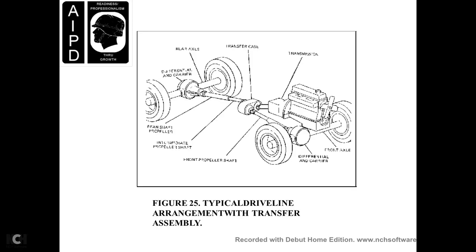Figure 25 is a typical drive line arrangement with the transfer case, showing the differential carrier with the rear axle, the transfer case, the transmission, the front axle, the differential carrier with the front propeller shaft, the intermediate propeller shaft with the front, and the rear propeller shaft.